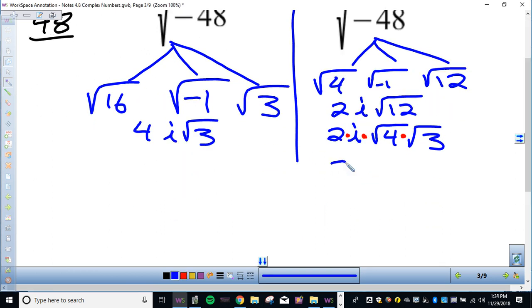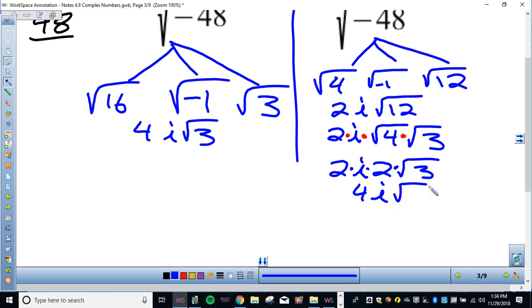So we end up with 2 times i times 2 times square root of 3. Again, these are multiplication in between. So you end up with 4i root 3. So even if you pick the wrong number at first, you can still get to the correct answer. All right? Because that might happen to you. And hopefully you get to this point and realize you can still further break down the square root of 12. And then you just got to remember to multiply in between. That's all.